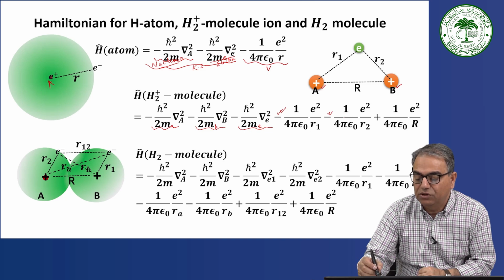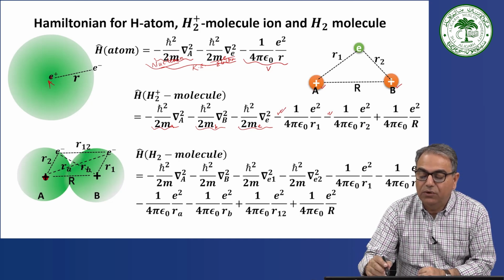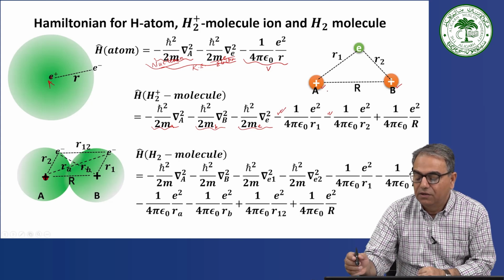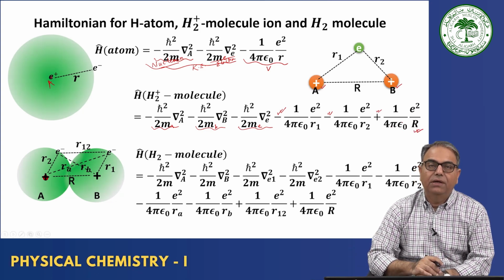So it will also be 1 by 4 pi epsilon naught e square by r2, because the distance between the electron and the B nucleus is r2. Then there is the internuclear repulsion R. This repulsion is given a positive sign, and you have 1 by 4 pi epsilon naught e square divided by R. So this is the Hamiltonian for the hydrogen molecule.